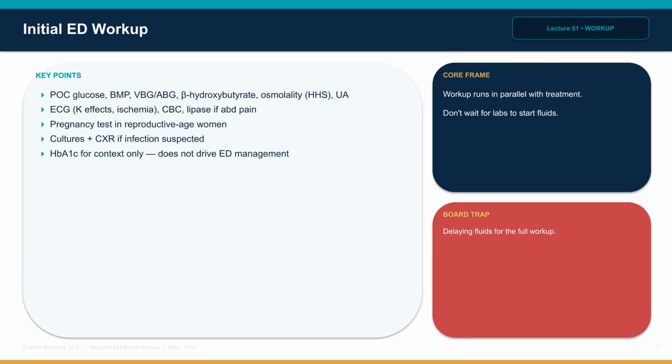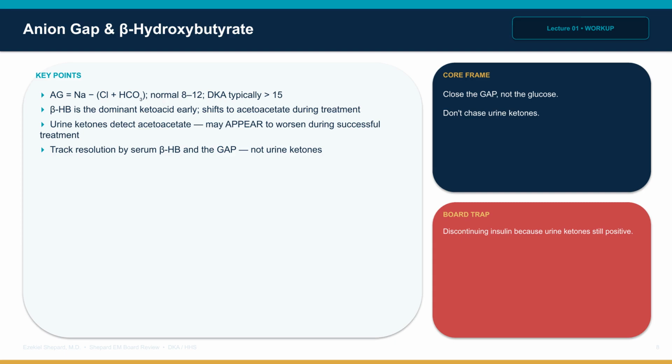Hemoglobin A1C is helpful, but no one in the ED in their right mind really orders one. So the anion gap drives DKA recognition as well as resolution. Anion gap is calculated as sodium minus the sum of chloride plus bicarbonate. A normal gap is 8 to 12. In DKA, the gap is typically 15 and higher.